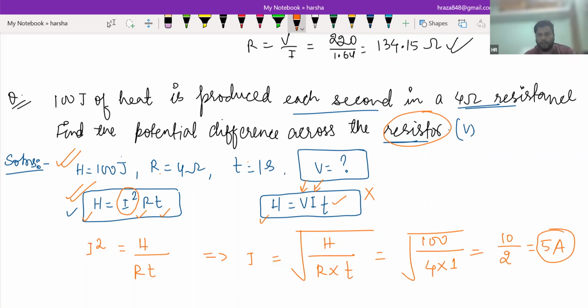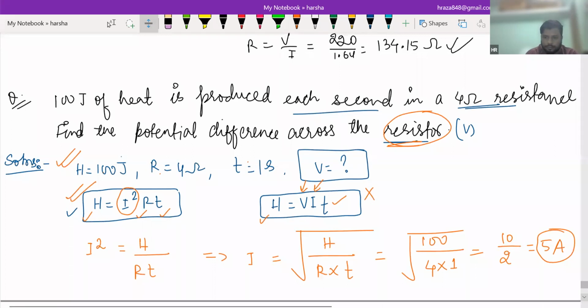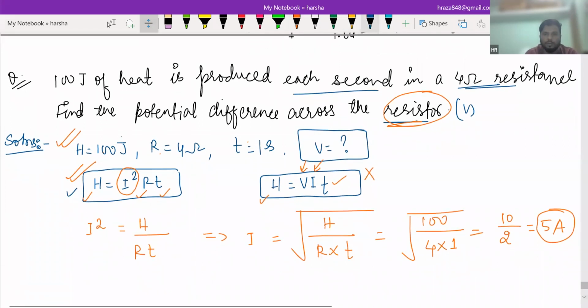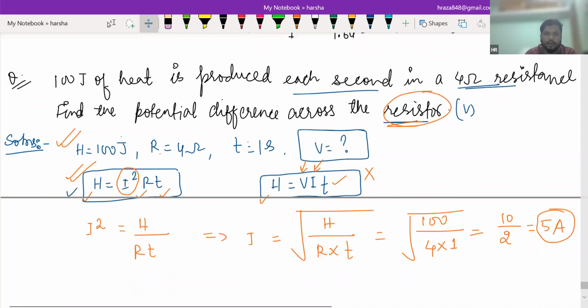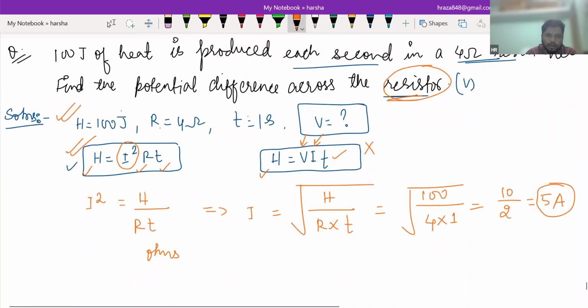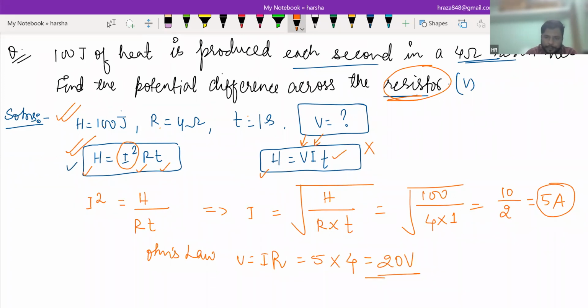Now we don't need to calculate the value of current. We are asked to calculate the potential difference across the resistor. So we apply Ohm's law. By Ohm's law, you know that V is equal to IR, and I has a value 5 and R has a value 4. So it will be 20 volt. Is this easy or not?